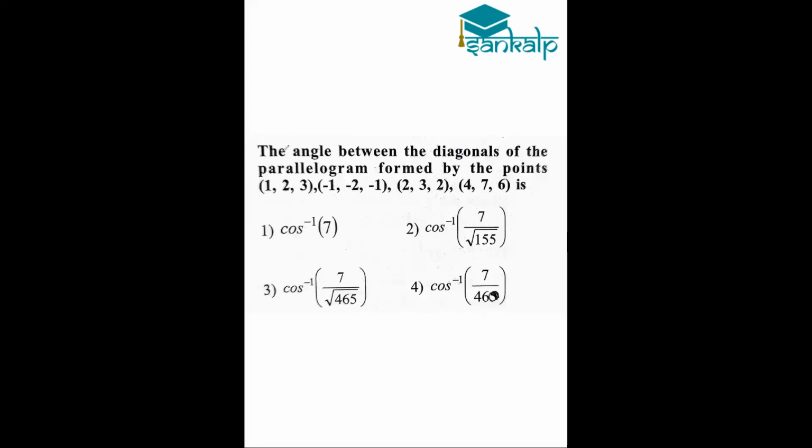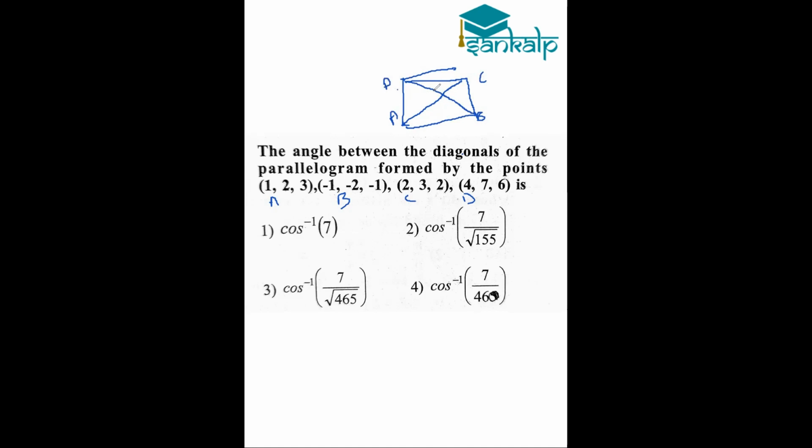The next question is: find the angle between the diagonals of a parallelogram formed by the points A, B, C, and D. Here the point A is (1, 2, 3), and then points B, C, and D. So we need to calculate the angle between the diagonals. First, we will calculate the angle between the two diagonals of the parallelogram. These are the two diagonals.